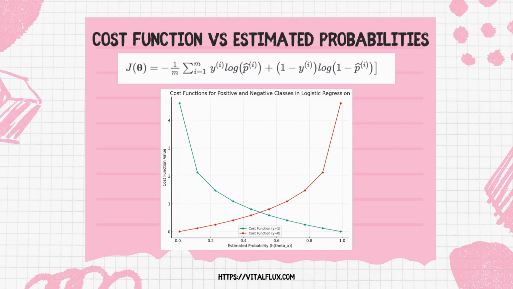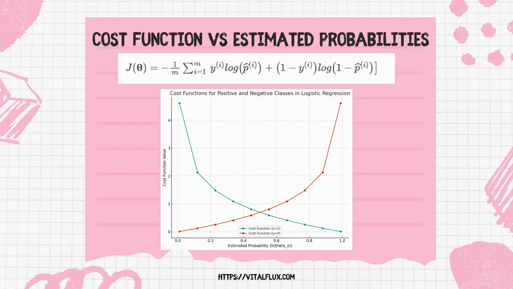Let's first understand the green curve for the positive class. If it is the positive class and the estimated probability is low, the cost should be very high, and that's what is being shown here in the plot. But as the estimated probability approaches 1, which is the same as the actual class, then the cost would be very low.